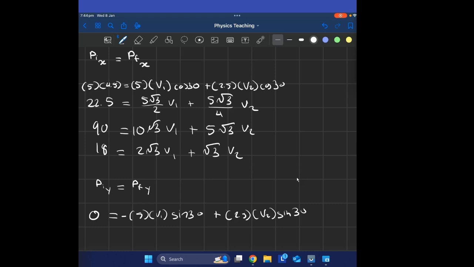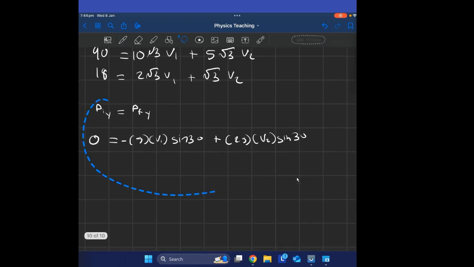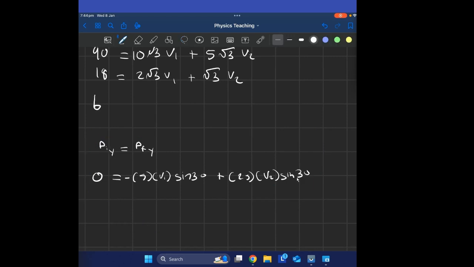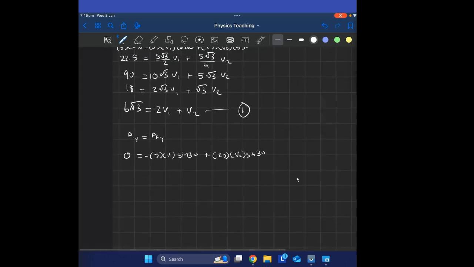What's 18 divided by root 3? It can be 6 root 3. So let's get even simpler than that. Let's go 6 root 3 is equal to 2 v1 plus v2. This is a super simple relationship between v1 and v2. If we can get another relationship like this, the question is solved. So let's do that.